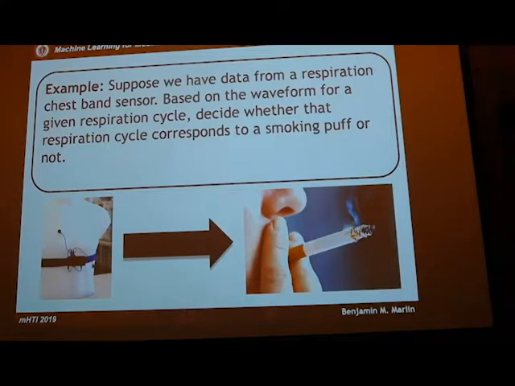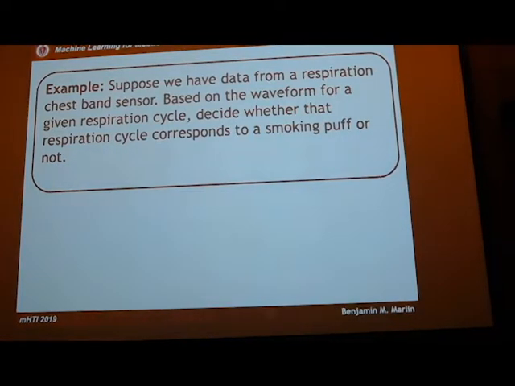Okay. We'll use this as a running example all the way through. So our problem is we have this chest belt. It produces this one-dimensional signal. And from that one-dimensional signal, we want to figure out which individual respiration cycles are going to be smoking puffs and which are not. Okay. Is everybody happy with that? So that's our general problem.